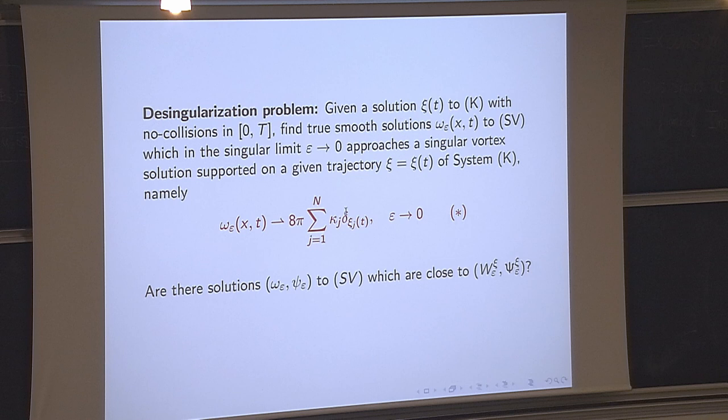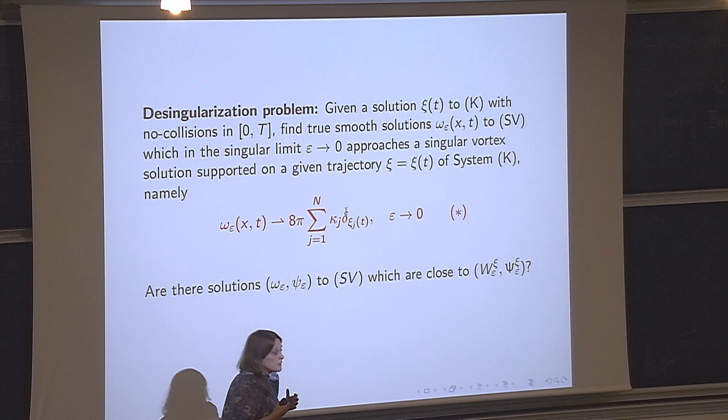Okay. So there was a natural question that has been answered, namely, assume you have a solution of the Kirchhoff-Routh system, the ODE system for the points. And assume that in a certain interval of time, zero to capital T, these points never collide. Is it possible to find a solution of the Euler equation that in this interval of time keeps its shape very concentrated around these points that evolve in time? So that as epsilon goes to zero, you see that the vorticity looks like a sum of Dirac deltas. So that along this trajectory, the vorticity remains concentrated.